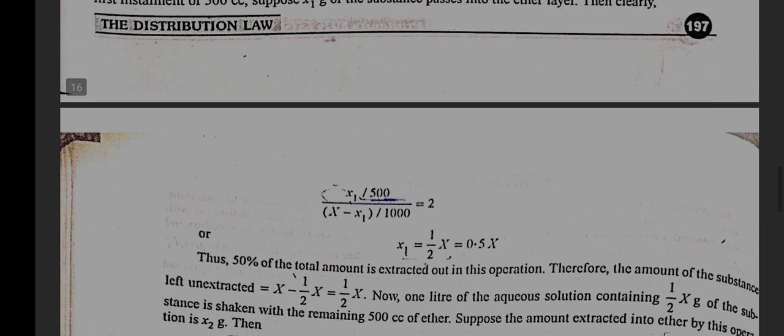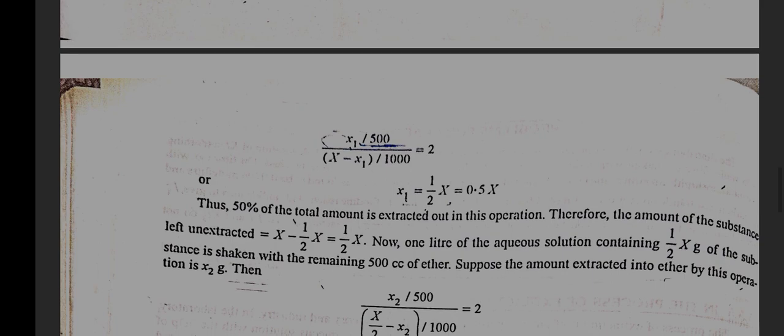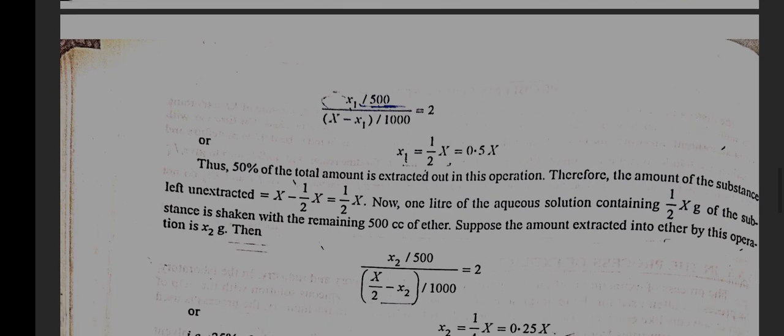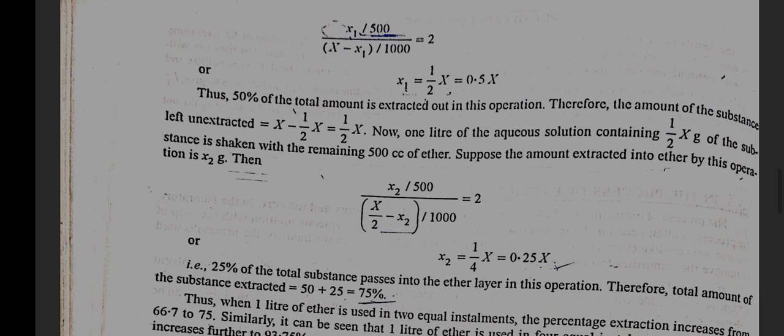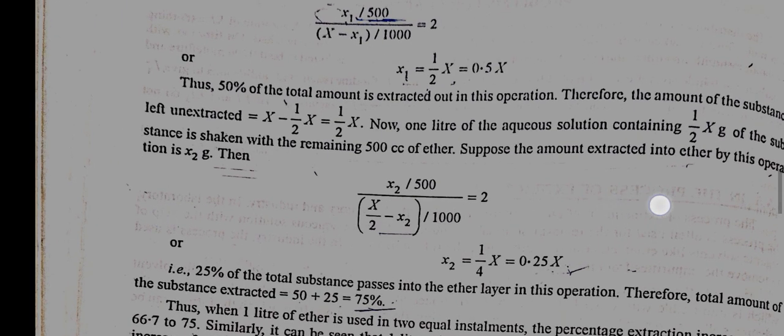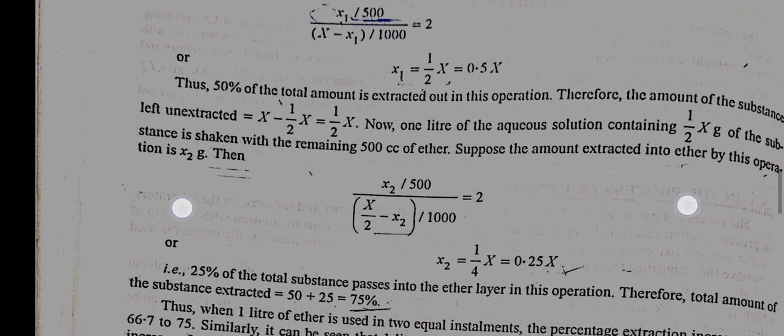Again, suppose the whole of the ether is used in two installments, each of 500 cc. After a shake with first installment of 500 cc, suppose x1 gram of the substance passes into the ether layer. Then clearly (x1/500) divided by ((x - x1)/1000) equal to 2. x1 is equal to 1/2 of x, which is 0.5x. Thus 50% of the total amount is extracted out of the operation.